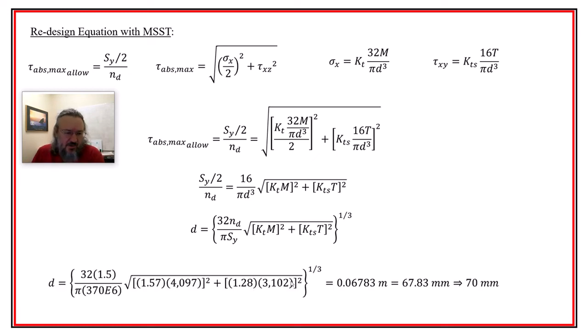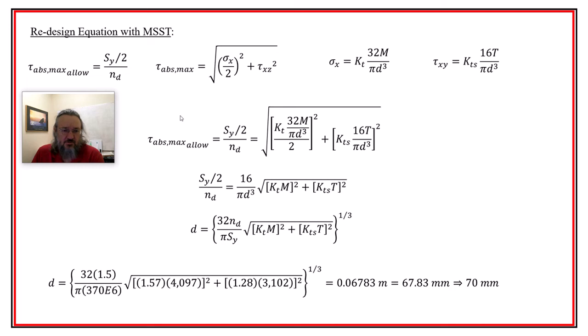So plug in the values that we know. We know what the moment is, and so forth. We know the torque. So all of these are knowns, right? And since we have the design factor, we can put all these in there. And I get that I need 67.83 millimeters. Well, this is based on maximum shear stress theory.